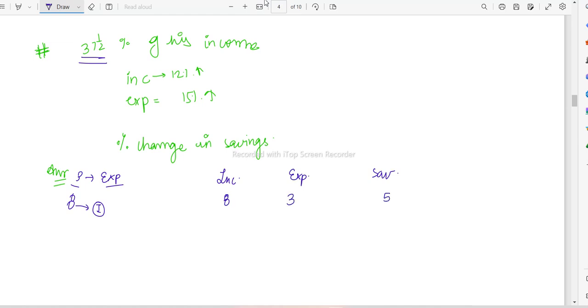Okay, now if the income has increased by 12%, that means I'll do it here, 8 into 12, and expenditure has been increased by 15%. Okay, then you will get here 96, and here you will get 45. Okay, so if you will be minusing this from this, you'll be getting 1 and 51. Okay, so it has been increased by how much? There has been an increase of how much? You have to calculate it from here.